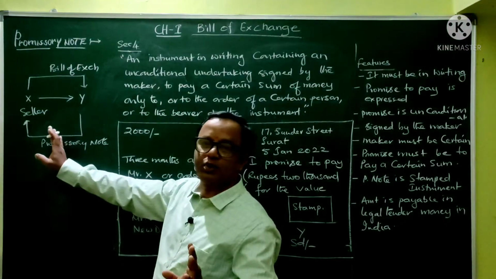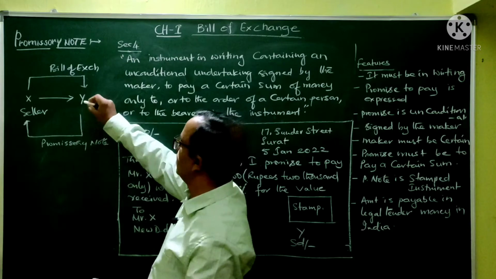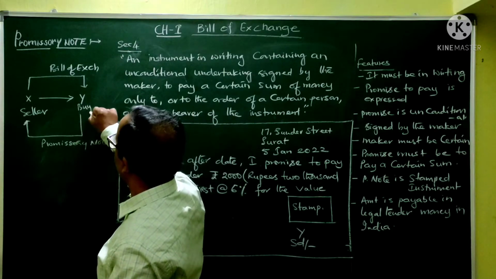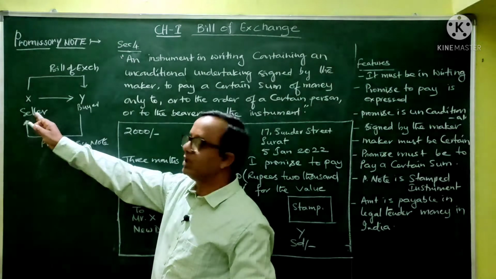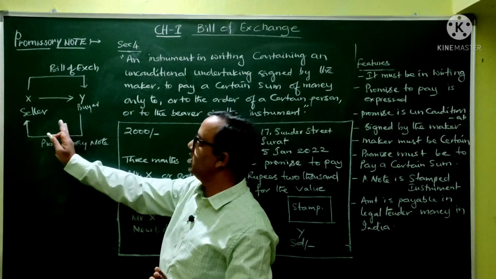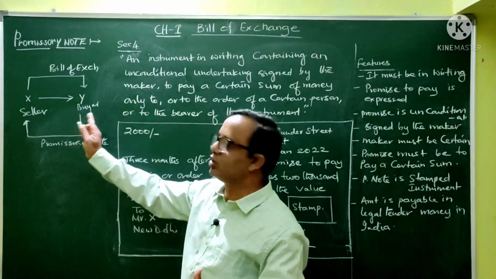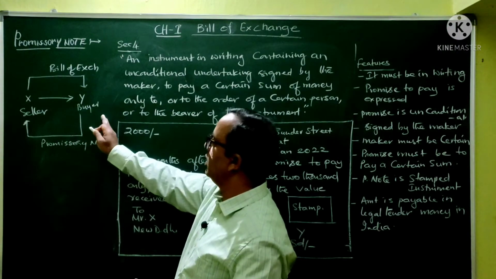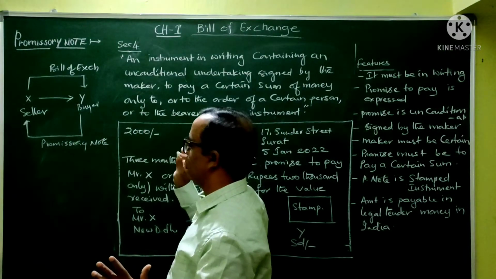Now let's see this definition. In our example, Y, who is the buyer, if he writes one particular undertaking and gives it to the seller, then we will call it a promissory note. Basically here you can observe X is the creditor, Y is the debtor in this relationship. So if a debtor writes one instrument and gives it to the creditor, then we will call it a promissory note.